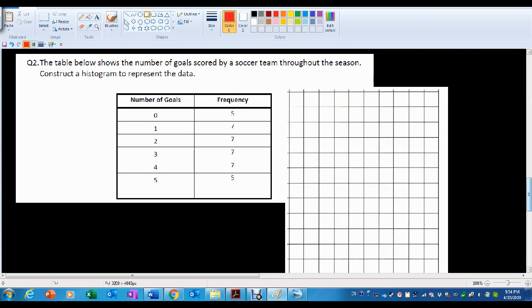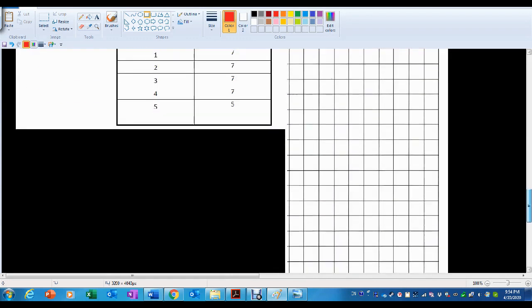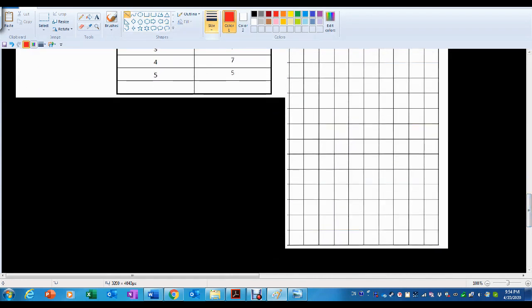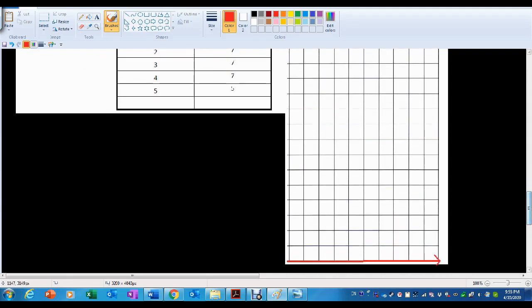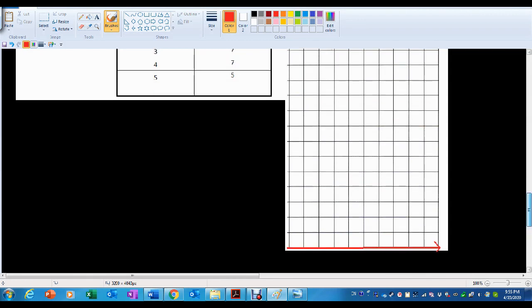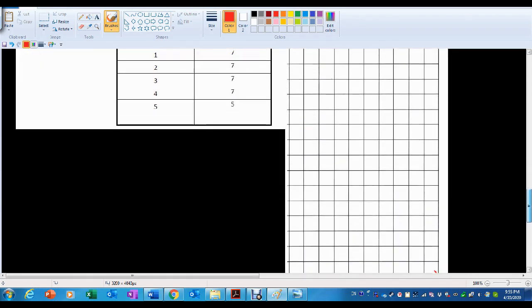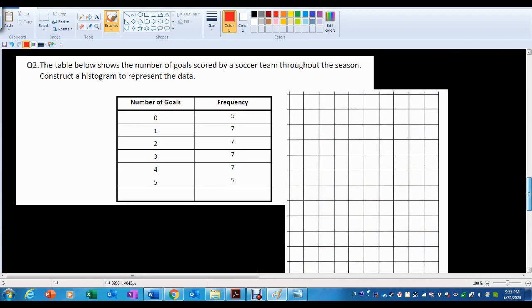You need to represent the data in a histogram. How could we draw it? Let me show you. First you need to draw the horizontal axis. What kinds of data do we have? 0. So where's 0? Remember that when you draw the bar, it needs to be 1 unit away from the vertical axis. So you'd better draw the vertical axis first and then decide where to put the first bar.